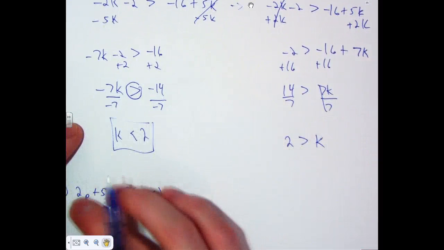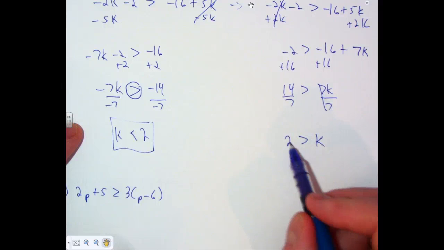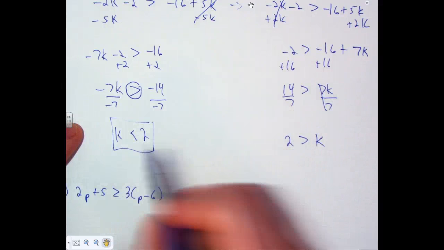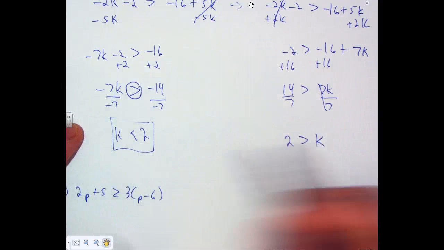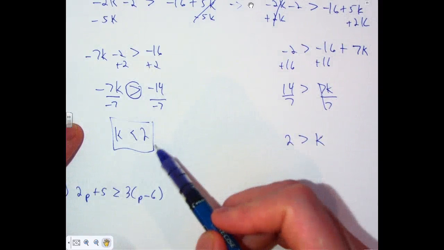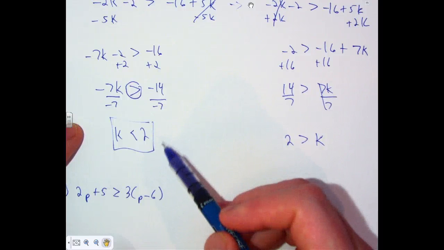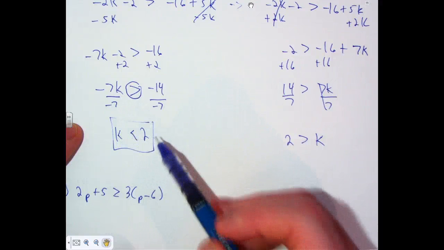Now notice, I've got both answers up here. I've got k is less than 2 here. This one is 2 is greater than k. These are both the same statement. They mean the exact same thing, but they're written backwards. Generally, this is the preferred method. Anytime on a standardized test, ACT, or semester exam, you're always going to see variable, symbol, number.